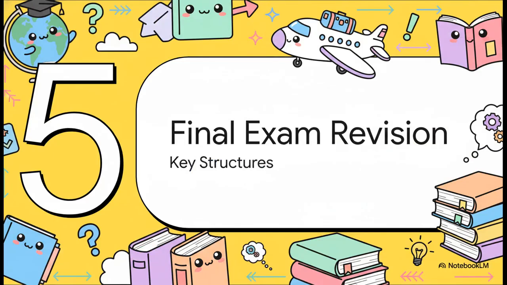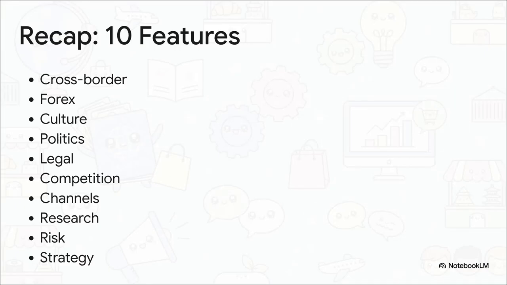All right, we have covered a ton of ground. Now let's make sure it sticks. It's time for a rapid-fire revision round to help you structure all this in your head so it's ready to go on exam day. You ready? First up, the 10 features. Let's lock these in. Think about it in chunks. You've got the operational stuff, cross-border, forex, and channels. Then the big environmental factors, culture, politics, and legal. And finally, the strategic things, competition, research, risk, and strategy.